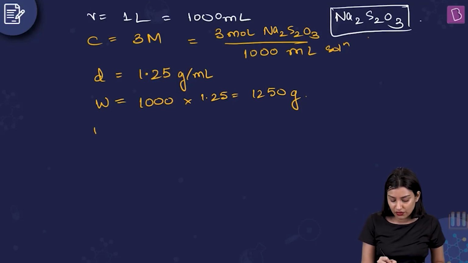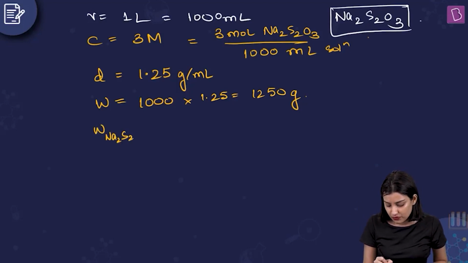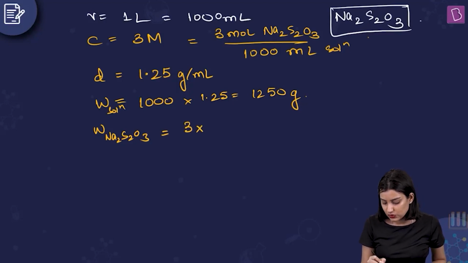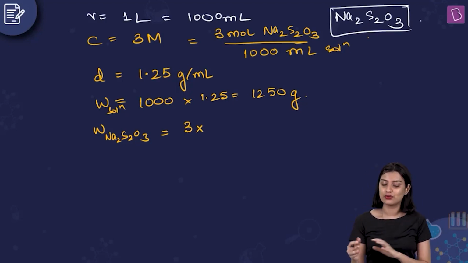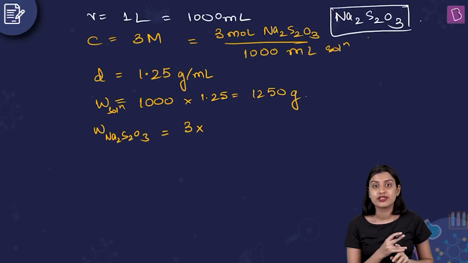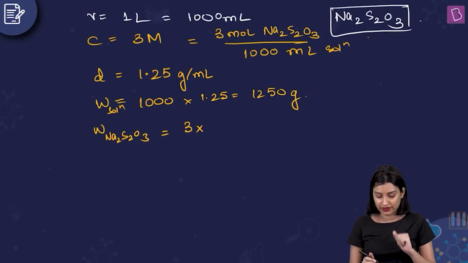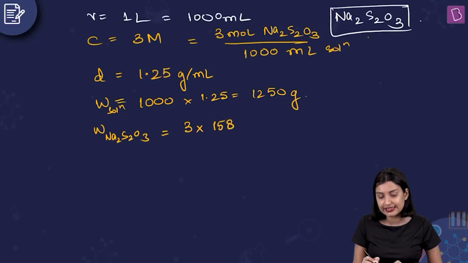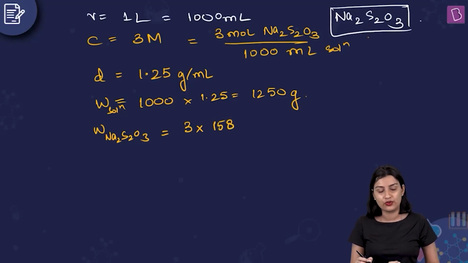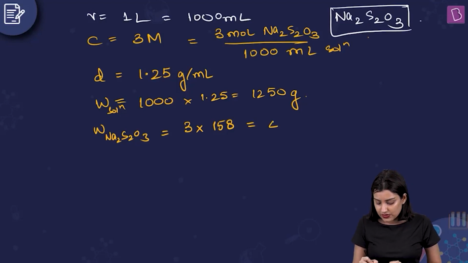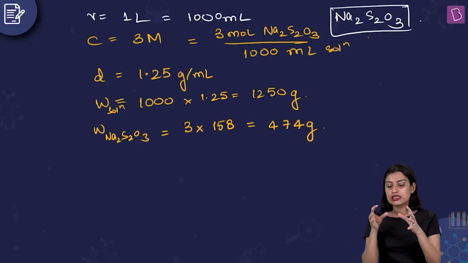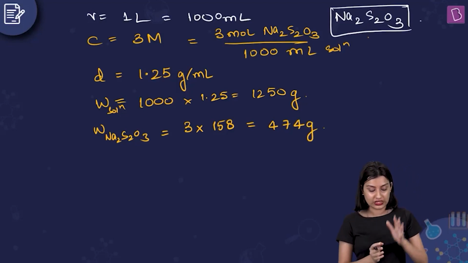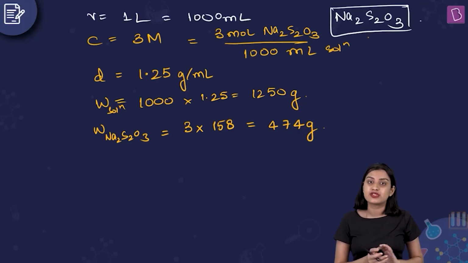First you have to find out the weight of Na2S2O3. This is going to be 3 into the molar mass of Na2S2O3. What is it? You have to calculate. Sodium you will take 23 gram per mole, sulfur 32 gram per mole, oxygen 16 gram per mole, and when you calculate you will get 158 gram per mole as the molar mass of Na2S2O3. Multiply this, you will get 474 grams. So this is the weight of Na2S2O3 in the given 1250 grams of solution.